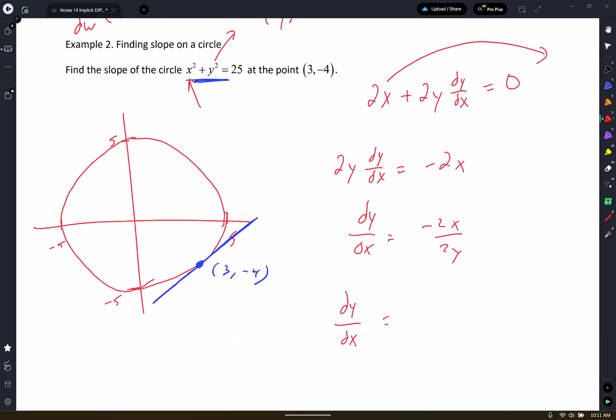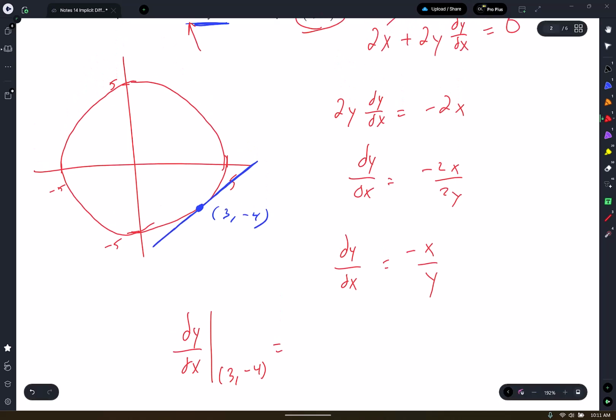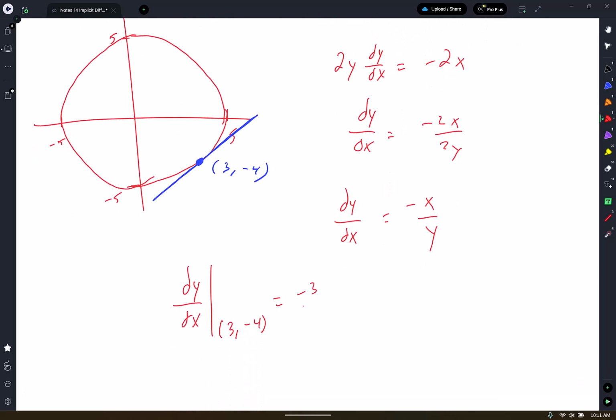I thought you said it's always going to be a positive slope. Relax. What values do I have to insert? Notice that one of the values is already negative, and negative divided by negative is a positive. So I'm going to write dy/dx, evaluated at (3, -4), equals, and I'm just going to plug in, negative 3 over negative 4, which just equals 3 over 4. And that's a slope.